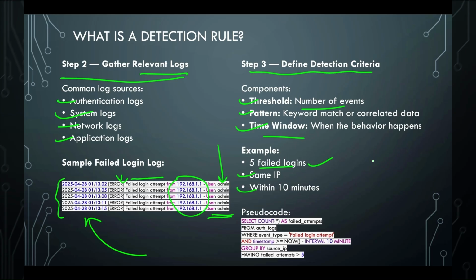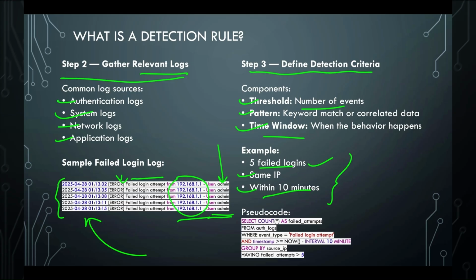So same IP within 10 minutes, and the detection logic will consider the source of the authentication log, then the condition would be the failed login attempt, and then the threshold would be more than 5 failed login attempts, and the time frame will be within 10 minutes. So the rule will search for logs containing the keyword failed login attempt, and then group those logs by IP address and count how many failed login attempts occurred within a 10-minute window. So if more than 5 attempts are detected with the same IP, this is going to trigger an alert.